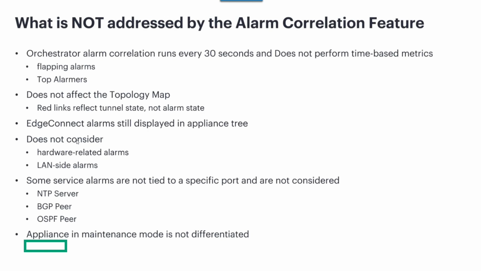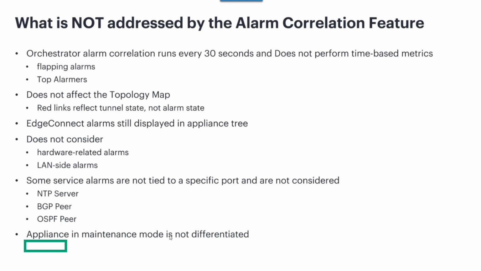Correlation does not consider hardware. Like, oh, if my disk fails, no wonder why the network is failing, because I have a disk failure. Hardware or appliance box related alarms aren't really considered. LAN side alarms, not considered. Think of the correlation engine domain being a WAN side interface or a WAN side label. So if you have multiple WANs, there are multiple correlation instances on a given appliance. These services don't necessarily tie directly to a label.